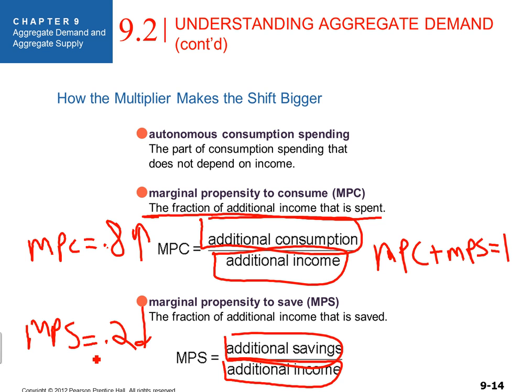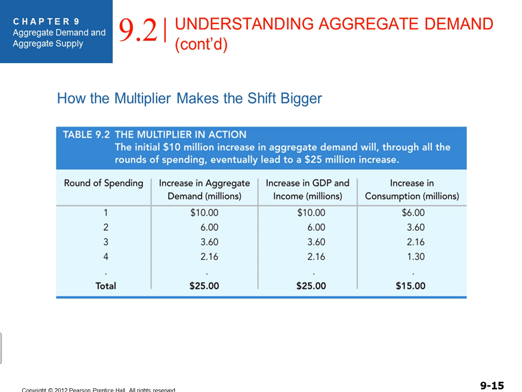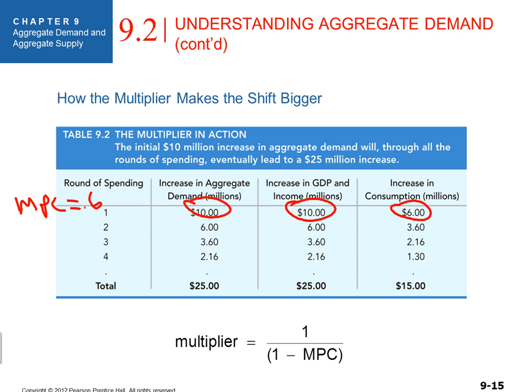Let's do an example of how this relates to the multiplier. Okay, so if we have a situation where we have an initial $10 million in spending, and people consume 0.6 of their income, if the initial increase in demand was 10 million, that would be 10 million more in income, and then people would consume 0.6 of that, and that's $6 million. We're assuming MPC equals 0.6 in this example.